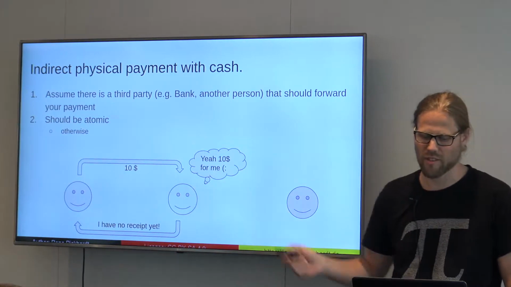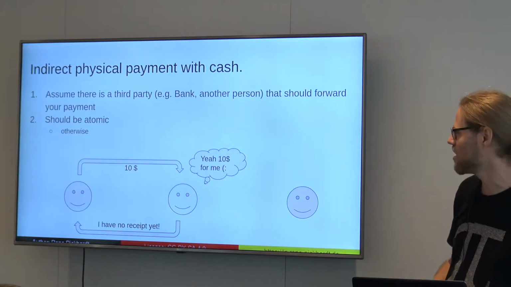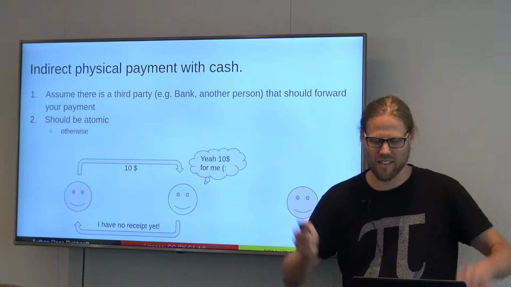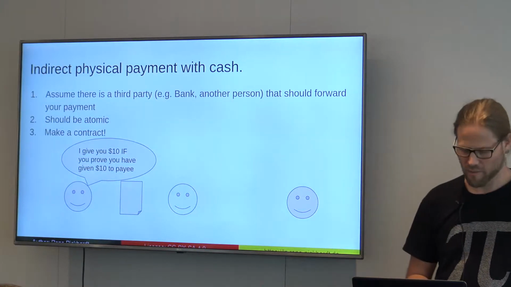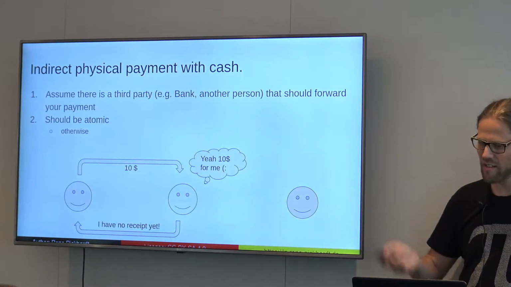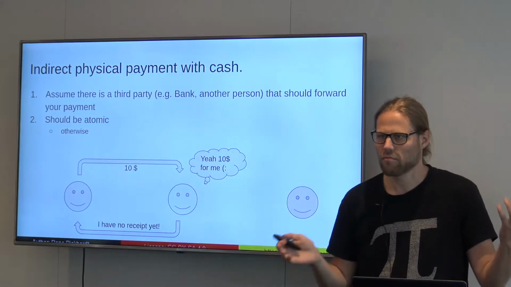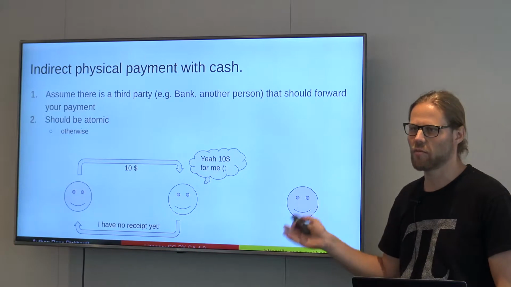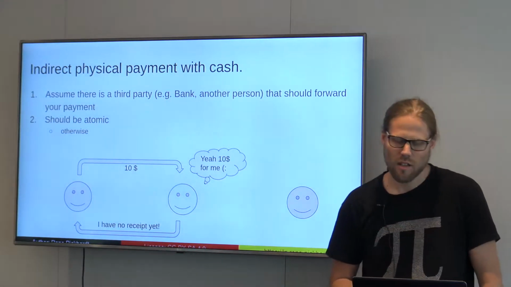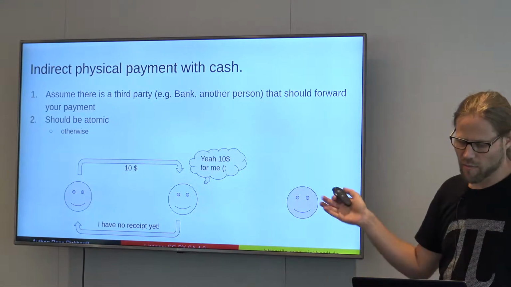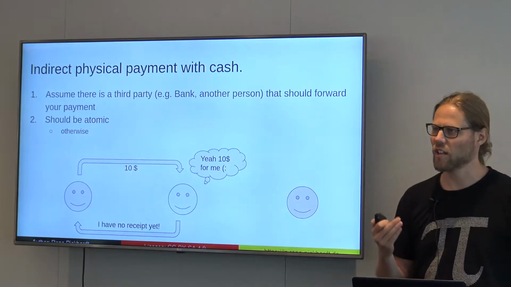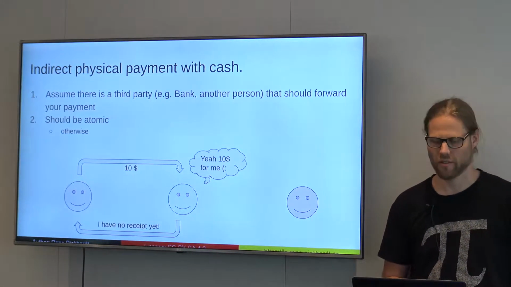Because otherwise we have this situation: I give the $10 to the person in the middle, and the person says, yeah, it's $10 for me, great. I don't have a receipt yet, but yeah, no problem. I just didn't get an answer yet. I will do it eventually. Right? So the question is, can we make this atomic in the real world?